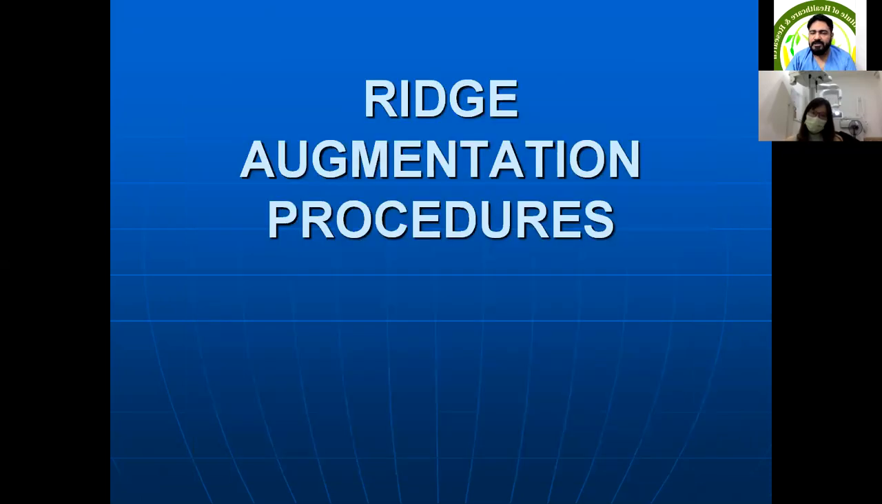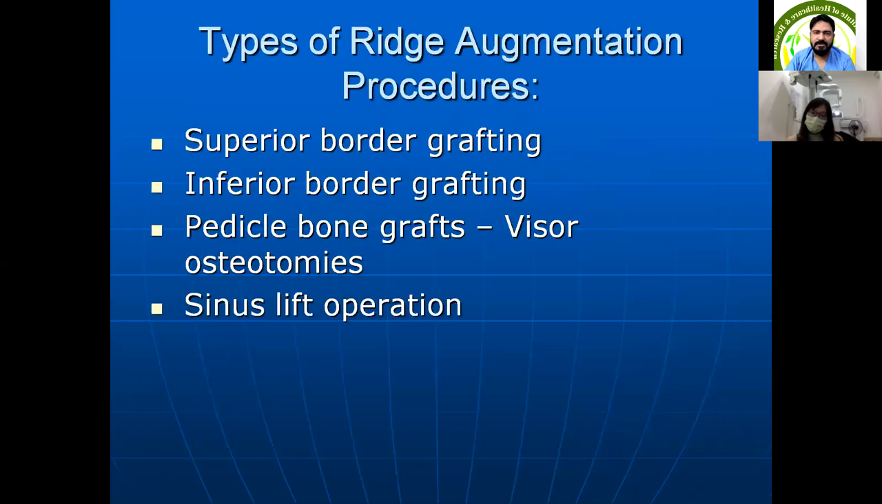Now, ridge augmentation procedures, bony procedures. Types of ridge augmentation procedures are superior border grafting, inferior border grafting, pedicle bone graft, which is called Obwegeser's osteotomies, and sinus lift procedures.